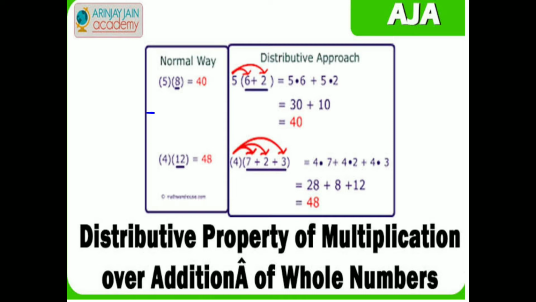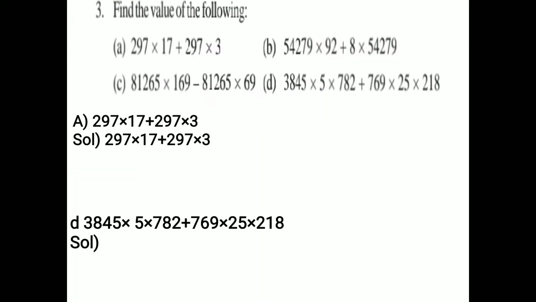Or this is a normal way: 5 into 8 is 40. But if I distribute this 8, how can I write it? 6 plus 2. Then you have to multiply 5 by 6 and 5 by 2. 5 sixes are 30 plus 5 twos are 10. So the answer comes 40, the same answer as in the normal way. But when the answer comes by distributive property, it makes the question easier for us. Clear? So let's start with question number 3.